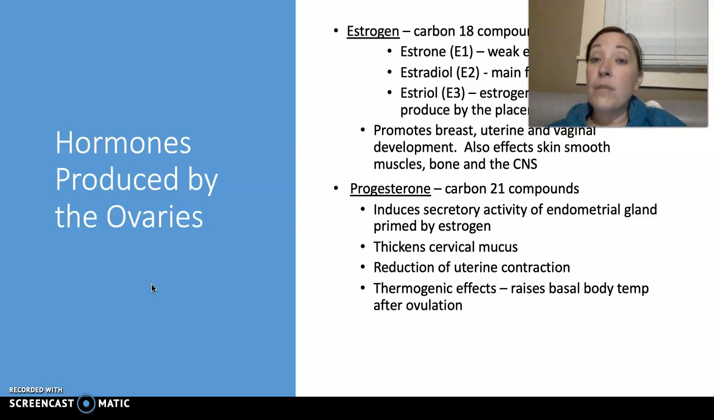Estrogen promotes the development of breasts, the uterus, and the vaginal muscles. It also affects skin, smooth muscles, bones, and the CNS. So it does have multiple roles throughout the body.